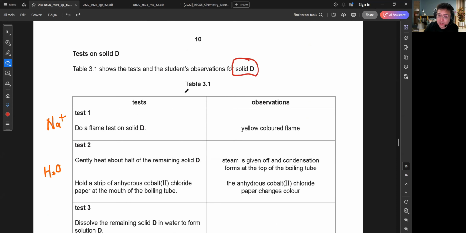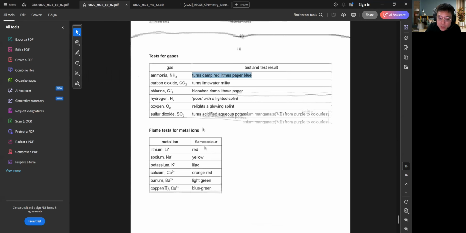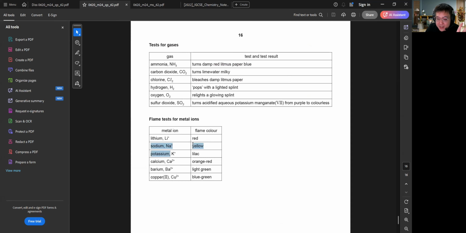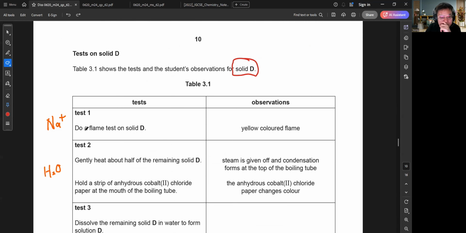Okay, and then we have solid D, donkey. So first test, do a flame test, we get yellow color. So again, we just open here. Which flame test gives us yellow color? Sodium. Is there any other yellow color? No. Everything else is not yellow. So it has to be Na+. So please write beside here Na+ so that you are clear later on when we do a question.